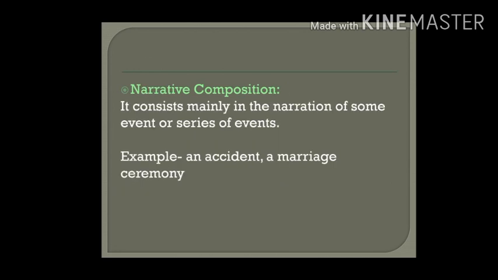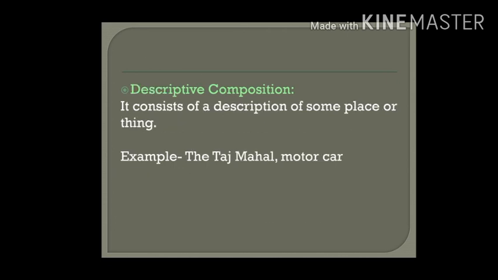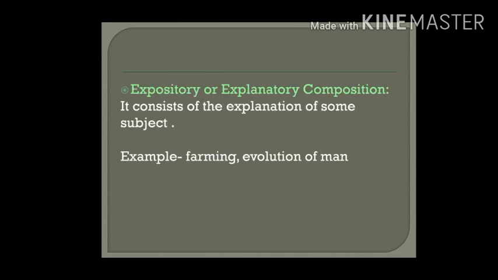Second one is narrative composition. It consists mainly in the narration of some event or series of events. Example, an accident, a marriage ceremony, etc. Next is descriptive composition. It consists of a description of some place or thing like the Taj Mahal, motor car, and so on. Next is expository or explanatory compositions. It consists of an explanation of some subject like farming, evolution of man, and so on.